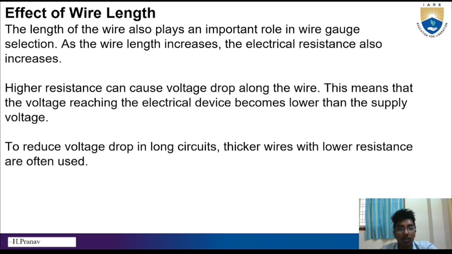So the effect of wire length: the length of the wire also plays an important role in wire gauge selection. As the wire length increases, the electrical resistance also increases. Higher resistance can cause voltage drop along the wire. This means that the voltage reaching the electrical devices becomes lower than the supply voltage. To reduce voltage drop in long circuits, thicker wires with low resistance are often used.